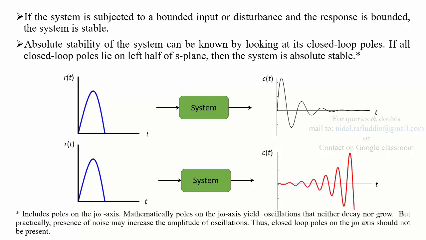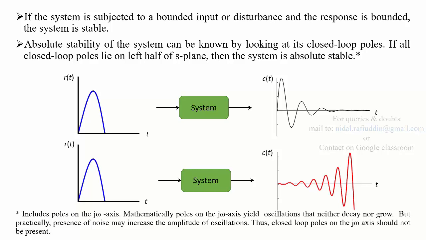The absolute stability of the system can be known by looking at its closed loop poles. If all the closed loop poles lie on the left half of the S-plane, then the system is absolutely stable. This is nothing new, and we have already studied that if you have all the poles lying on the left half of the S-plane, then the system is said to be stable or absolutely stable.